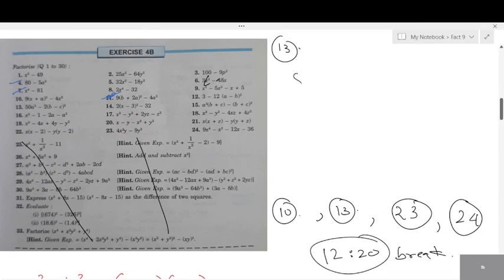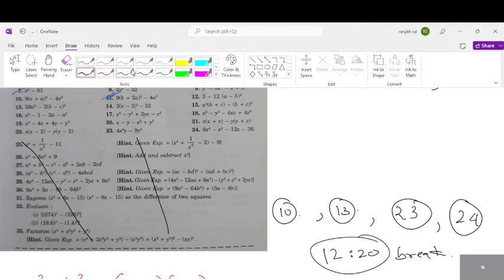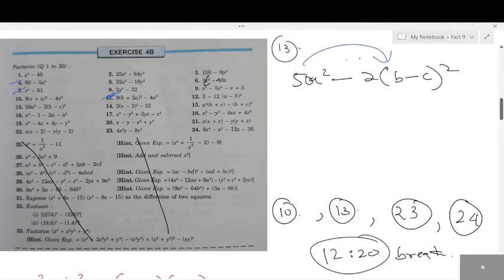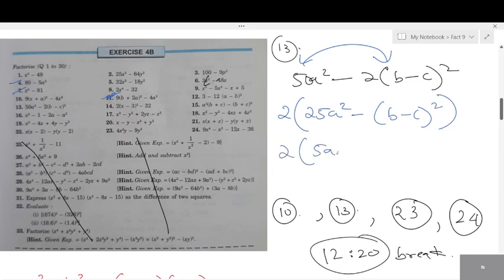Next, 50a square minus 2 into b minus c the whole square. So 50 and 2, what is common, students? What is common for 50 and 2? 2 is common. What do you get inside the bracket? 25a square minus, like this. Next, 25a square can be written as 5a the whole square minus b minus c the whole square.